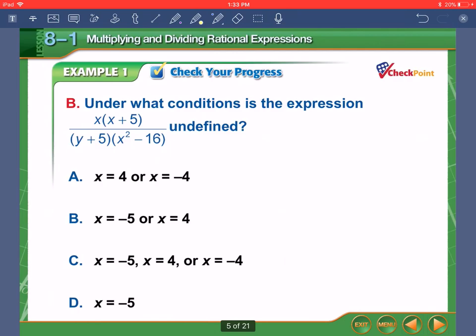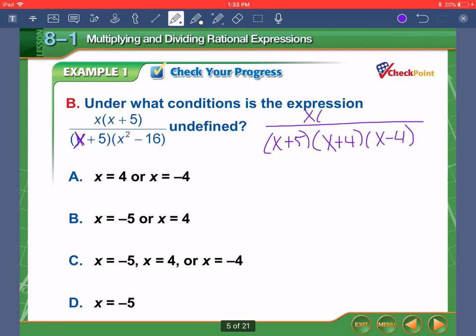Under what conditions is the expression x times x plus 5 over x plus 5 times x squared minus 16 undefined? So you're going to look and see this should actually be an x plus 5, not a y. So you're going to look and see what values, if I were to plug into the denominator, would make the denominator 0. So my denominator is x plus 5, and then x squared minus 16 is x plus 4, x minus 4. So all I'm looking at is the denominator. I don't really care about the numerator right now.